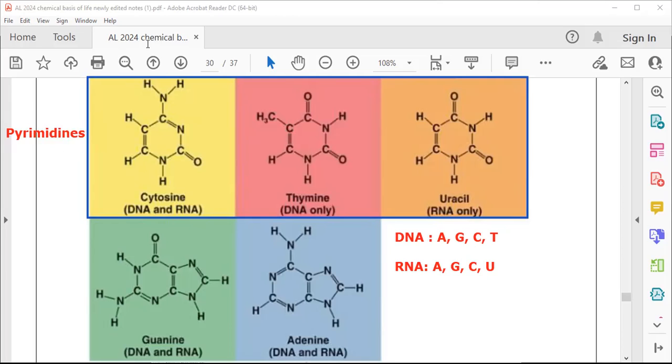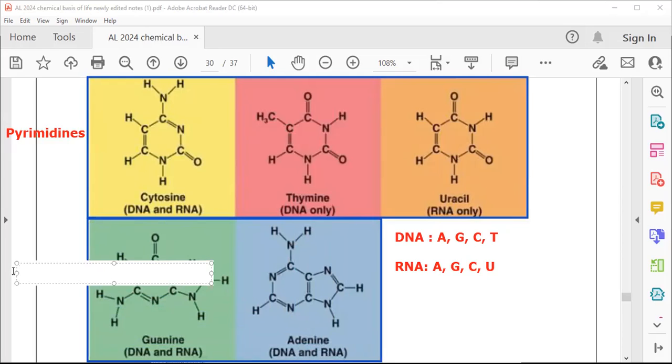If you take the next two, look at the diagram. How many rings are there? Two rings. If two rings are there, how do you call it? Purines. Who is larger, purines or pyrimidines? Purines are larger.